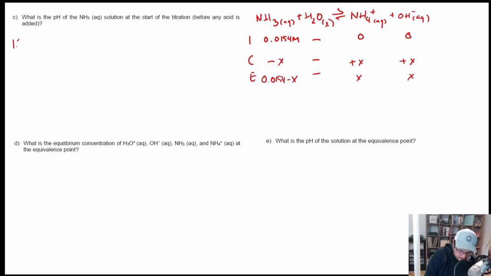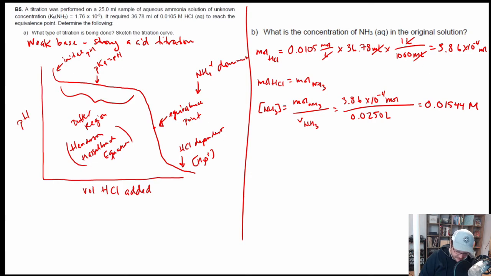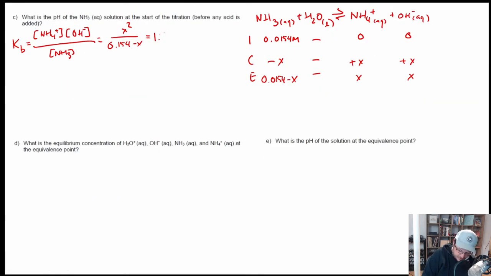So if we write out our equation, we have Kb is equal to the concentration of ammonium times the concentration of OH minus over the concentration of NH3, just the standard equilibrium expression. So we plug in our values. We have X times X over 0.154 minus X. Those two X's up there, I can simply write as X squared. And then the Kb value that we have is 1.76 times 10 to the negative fifth.